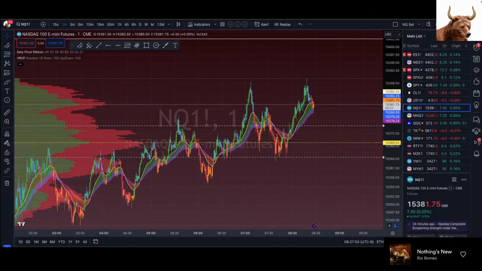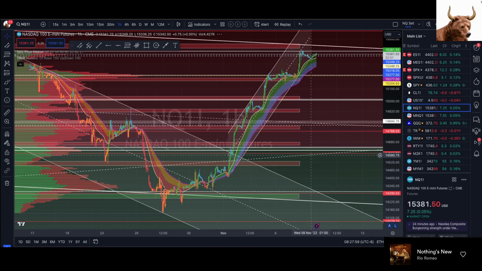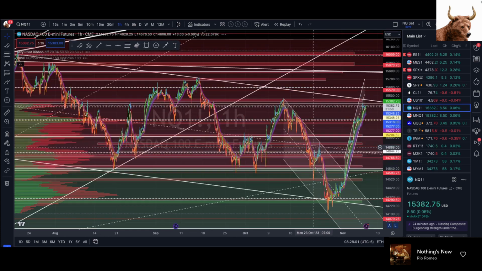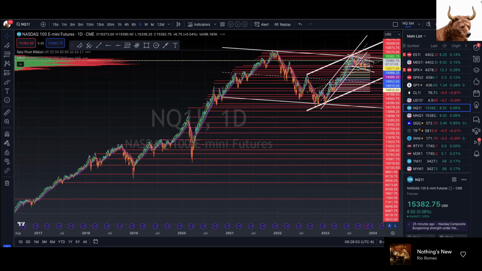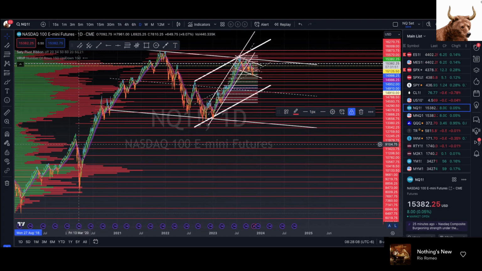So switching over to NQ on Tradovate, I'll move to an hourly time frame here and show you what we have. I've been breaking this down for months now, years even, and basically since COVID, well over in this section down here. 2021 and 2020 were massive years for the market. It was a huge bull market.